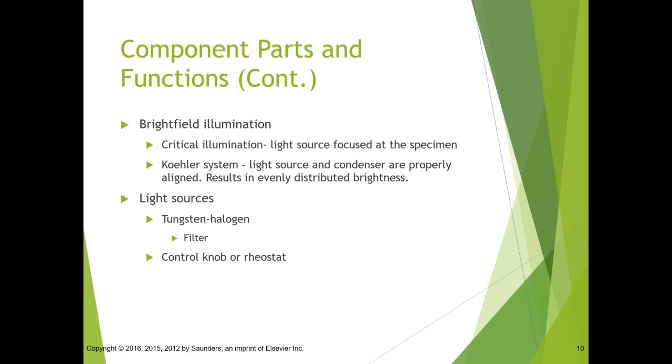We use bright field illumination. This is where the light source is focused at the specimen. It's a Kohler system where the light source and condenser are properly aligned. It results in very evenly distributed brightness, so when you look under the scope, you're going to see the whole entire field being bright. It's usually a tungsten type of light bulb, and we have a control knob or a rheostat that can turn the light brighter or make it less bright.